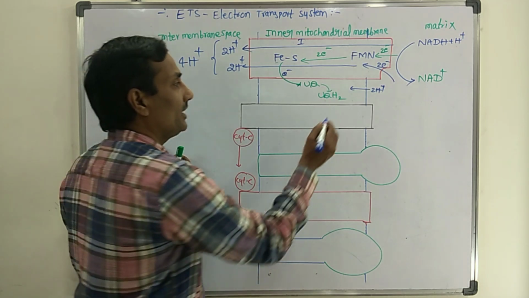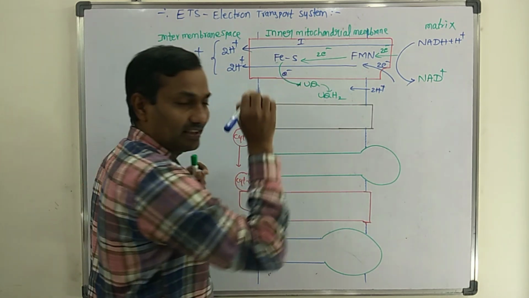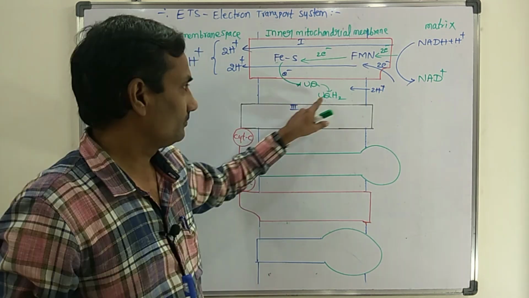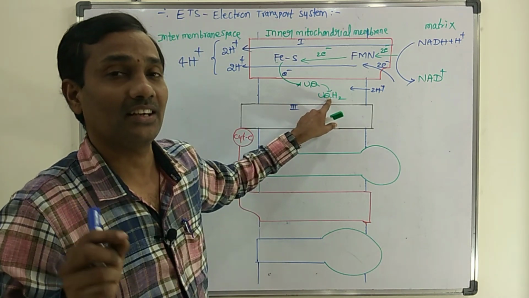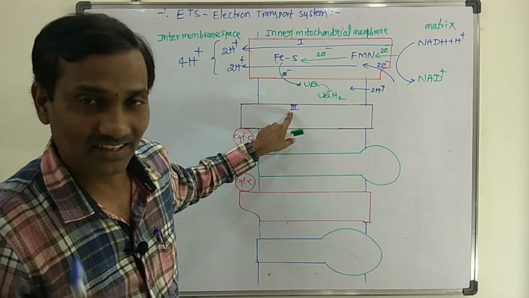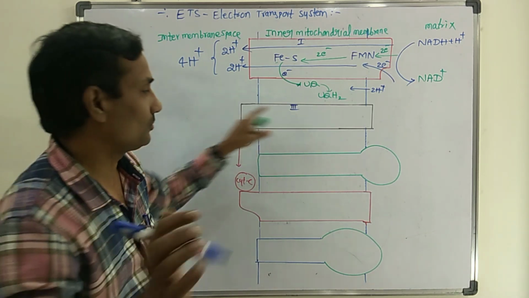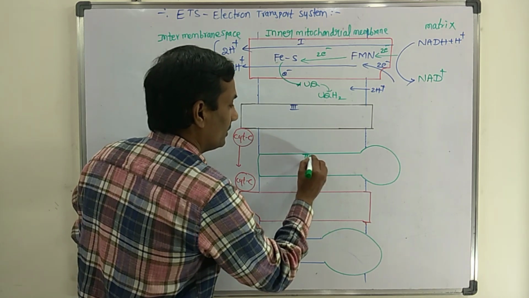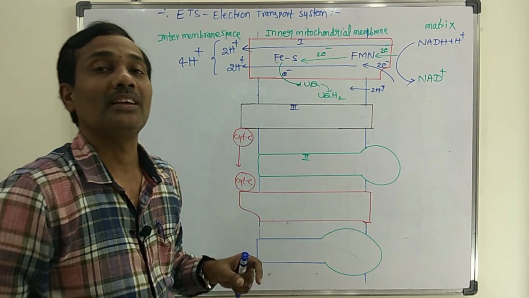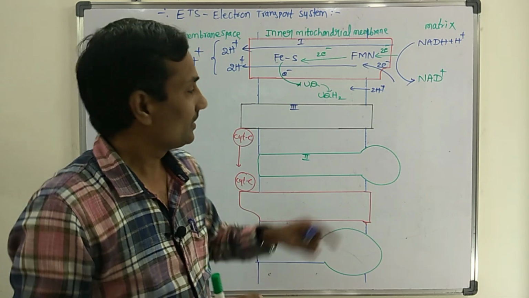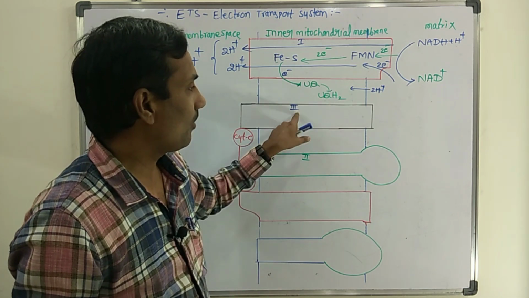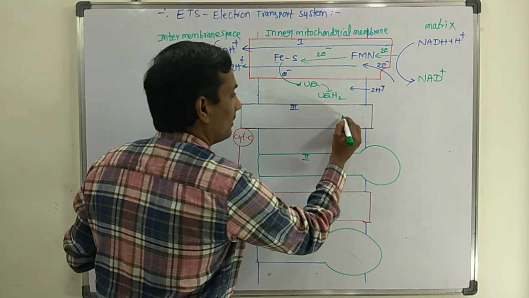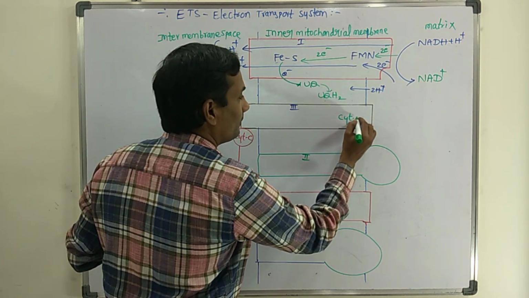This ubiquinol, carefully observe, transfers electrons to complex 3, this one here, not to complex 2, because complex 2 function is different. That will accept electrons from FADH2. So complex 3 consists of 3 components: cytochrome B.